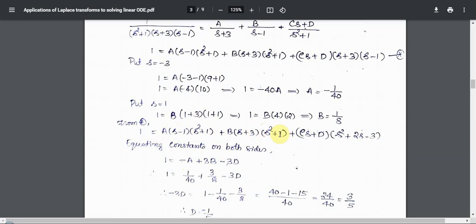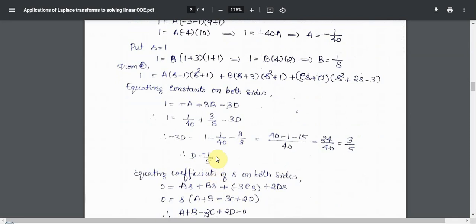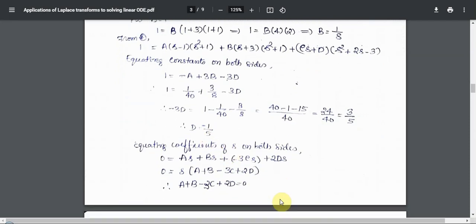Here also, wherever there are numbers I will multiply, only that is going to be constants. B into 3 into 1, therefore that is 3B. Here also, where there are numbers only I should multiply, that is D into minus 3, therefore minus 3D. Substitute for A and B and simplify, I will get the value of D as equal to minus 1 by 5. Now, I have got the value of D.